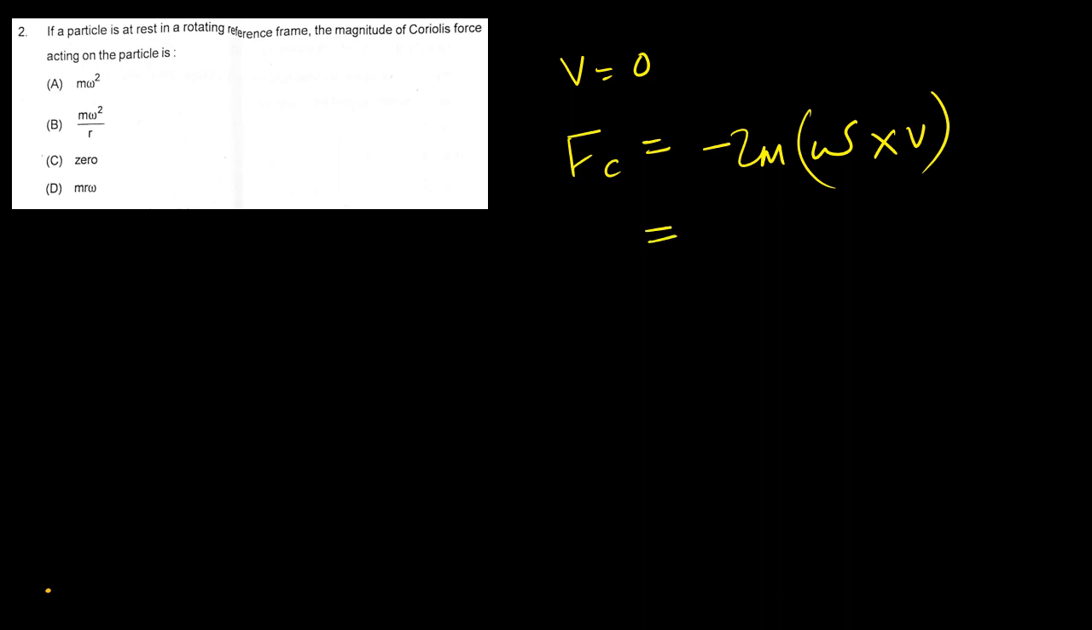This question is very simple if someone understands the concept of Coriolis force. Here the velocity is 0, and the formula of Coriolis force is minus 2m omega cross v. So the Coriolis force is 0. The answer is C.